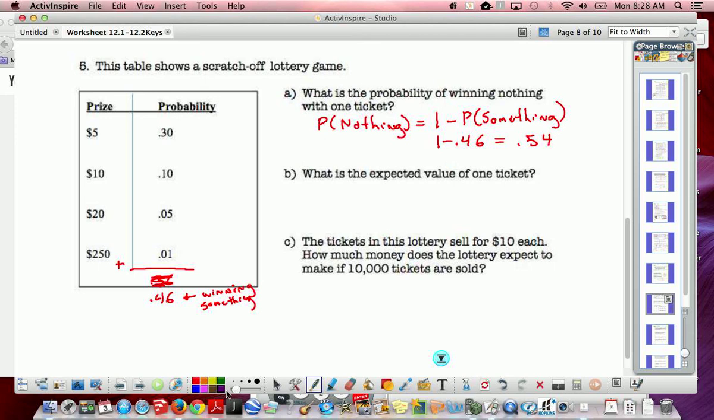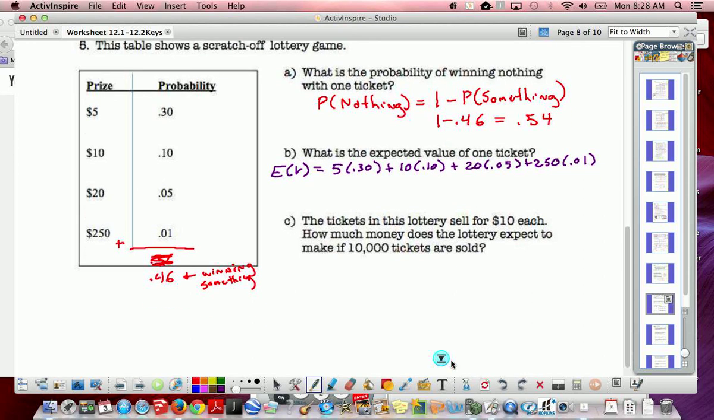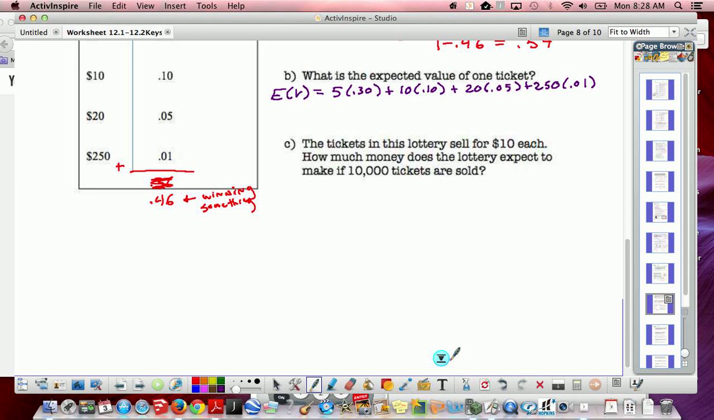It says, what is the expected value of one ticket? I win $5 30% of the time, plus I win $10 10% of the time, I win $20 5% of the time, and I win $250 1% of the time. So I'm going to type this into my calculator. Pull out that calculator again.